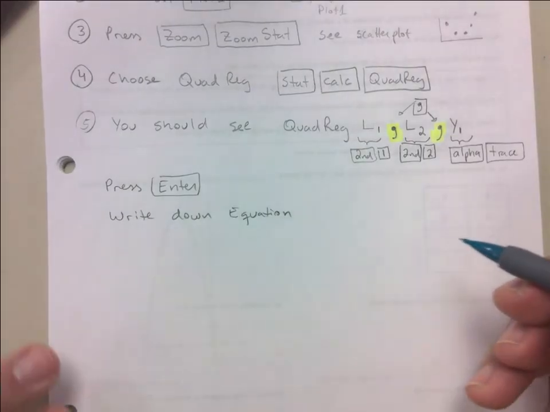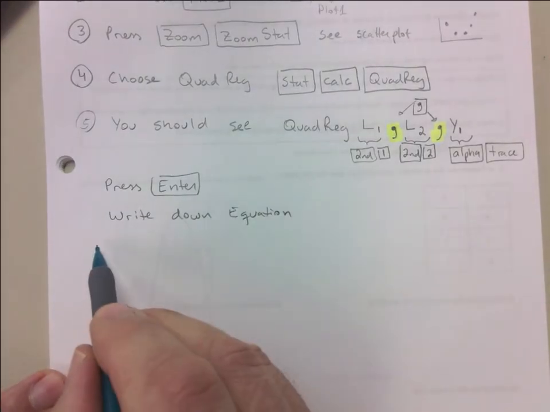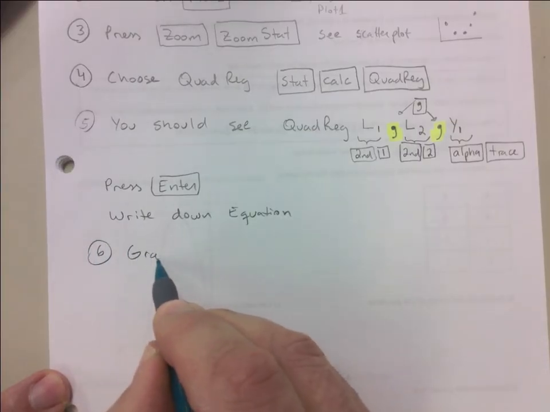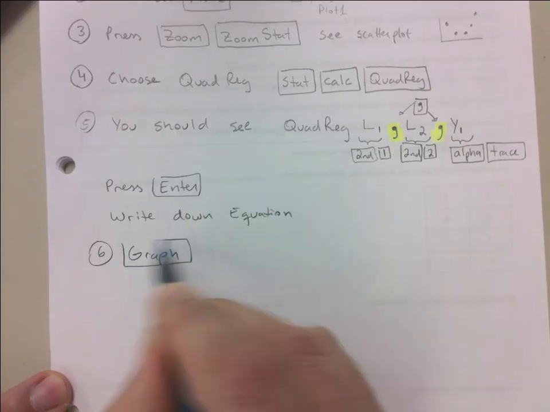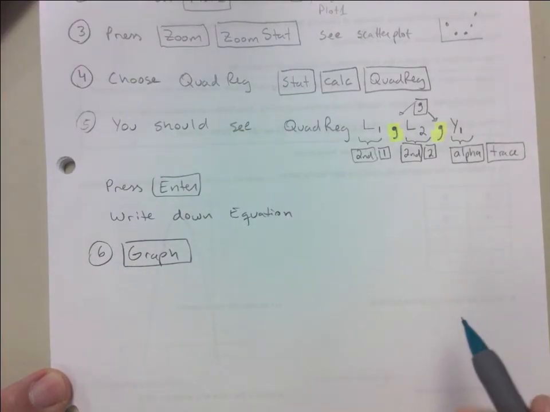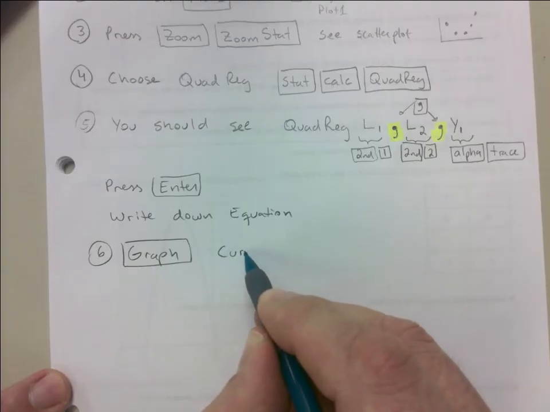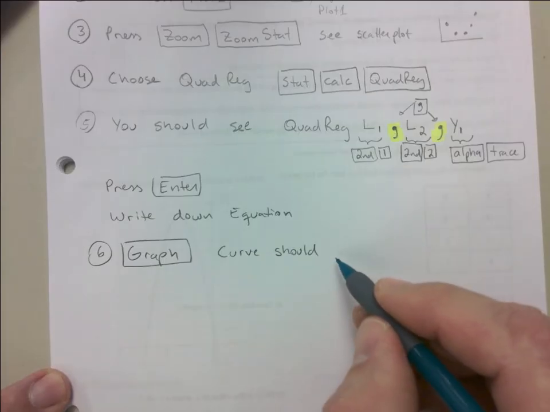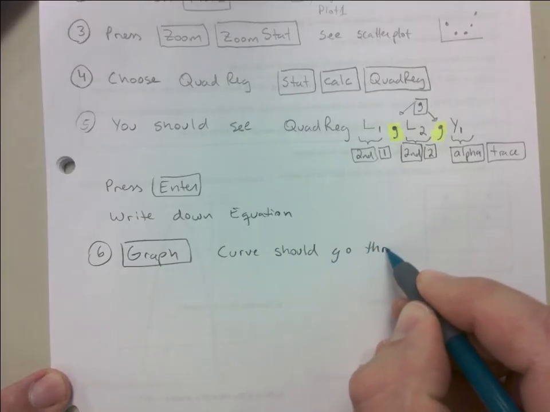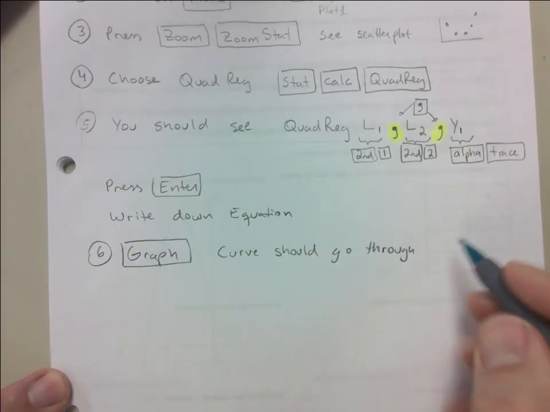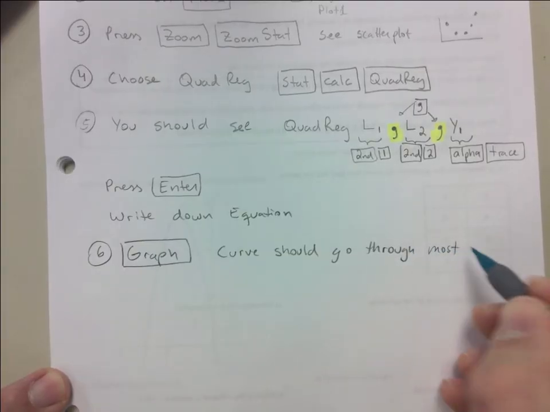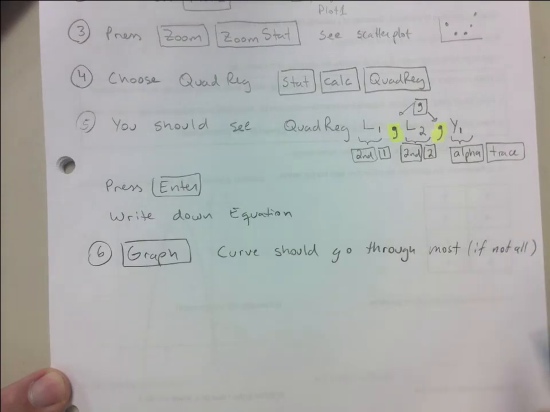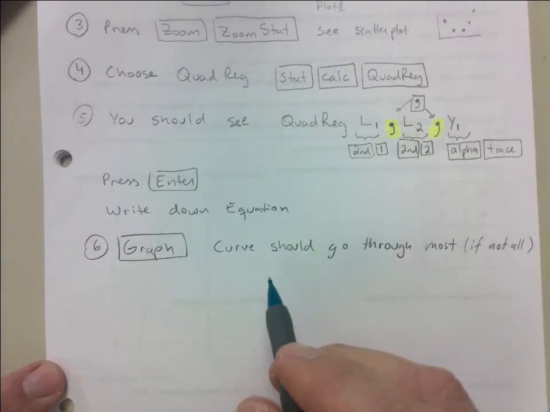Okay. And last but not least, graph. Press graph, press that graph button. The curve should go through most, if not all, points.